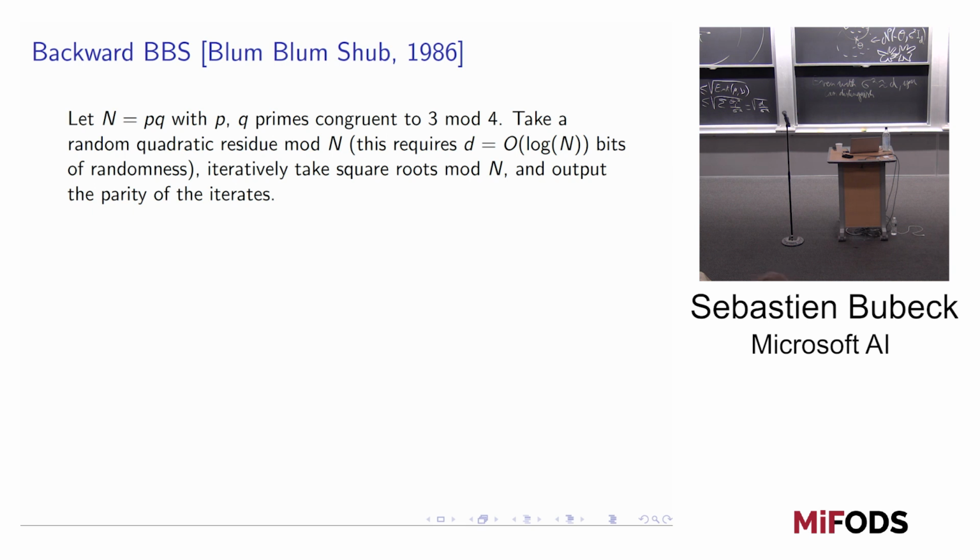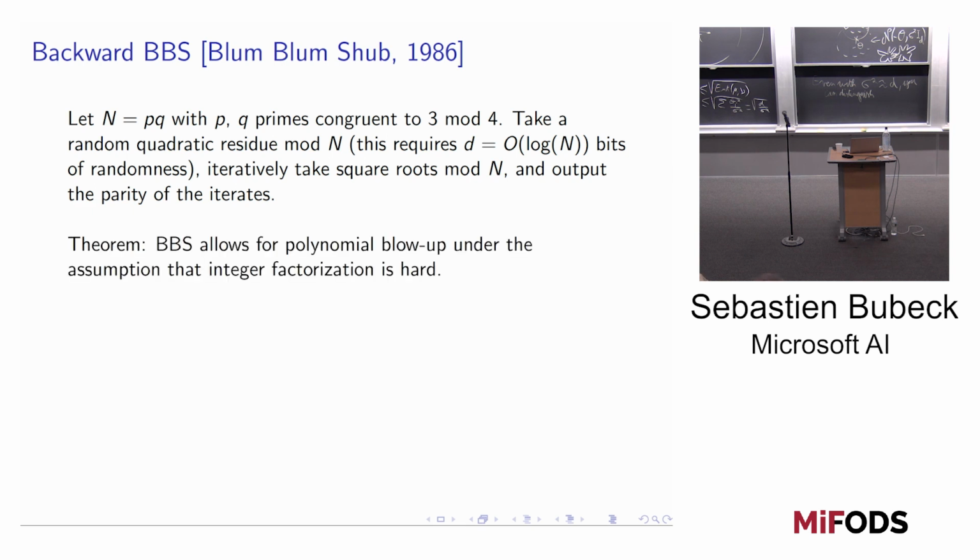So the theorem is that BBS allows for a polynomial blow-up. That just means that from a random seed of size d, you can get something that looks random up to size d to the c for some constant c, under the assumption that integer factorization is hard. Okay, so this is the key thing.